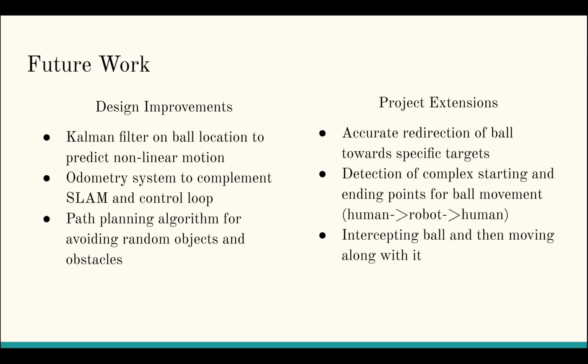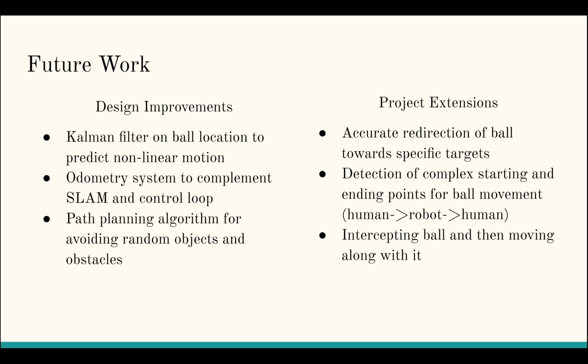So here are a few things we thought might work for the future. Firstly, from the design perspective, we thought maybe using a Kalman filter would be better to predict nonlinear motion of the ball. And since we didn't use an odometry system, that could be useful as well to complement the SLAM and our control loop. And also a path planning algorithm, maybe like A star, could be used to avoid random objects and obstacles. And from the project perspective, we thought accurately redirecting the ball towards specific targets could be something we could build upon what we currently have.